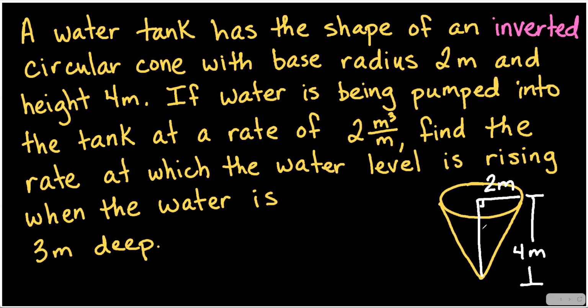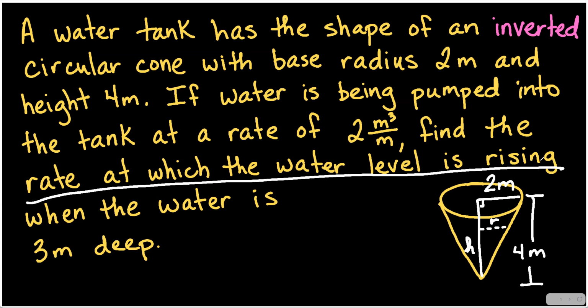Now we're going to have to use some things later on to identify the fact that we don't know the radius at this given height. We're going to use that information a little bit later to try and figure out how to calculate this level of rising water. So we want the rate at which the water level is rising when the water is 3 meters deep. Okay, so we have a little bit of information here.